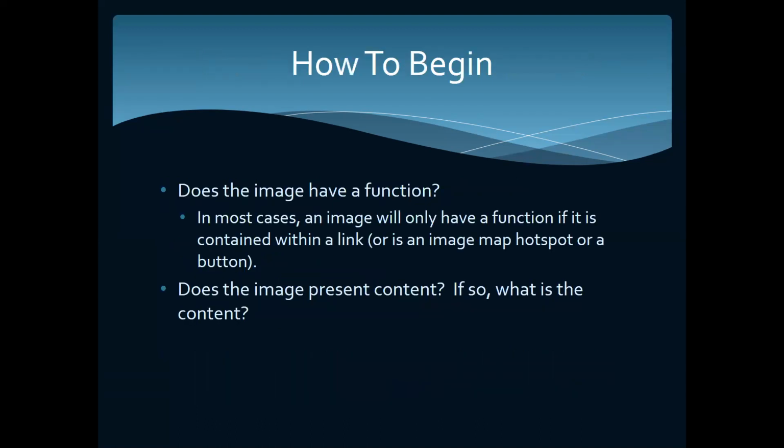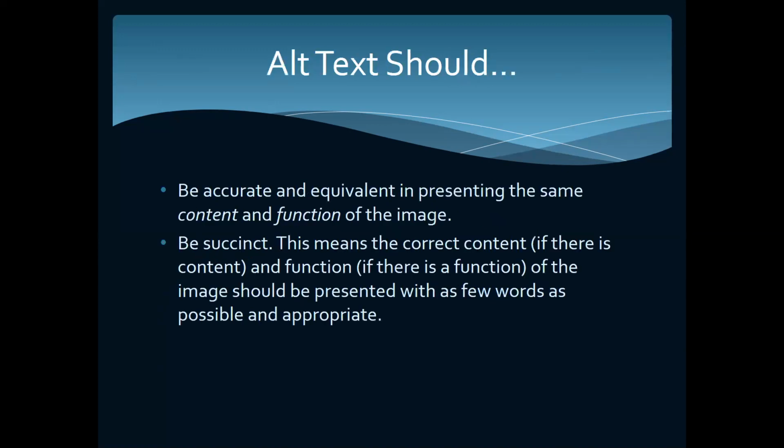So how do we go about determining appropriate alt text? We can start by asking, does the image have a function? In most cases, an image will only have a function if it's contained within a link or if it's an image map hotspot or a button. We might also ask ourselves, does the image present content? And if so, what is the content? Alt text should be accurate and equivalent in presenting the same content and function that's present in the image.